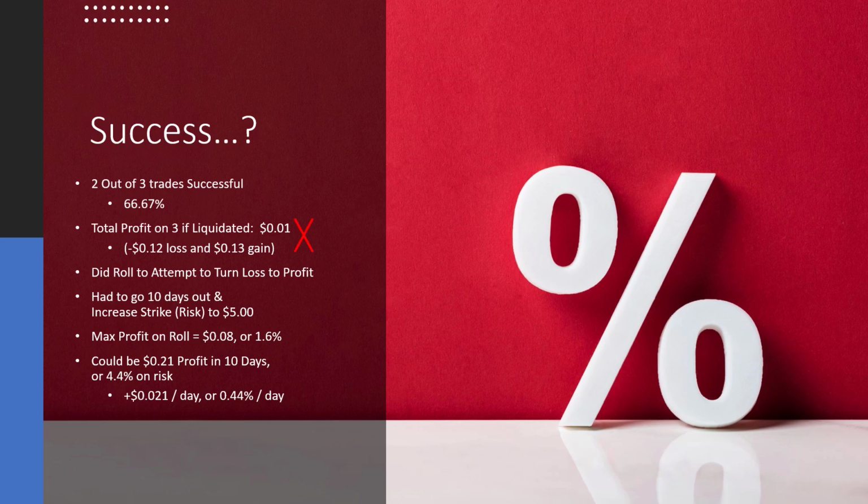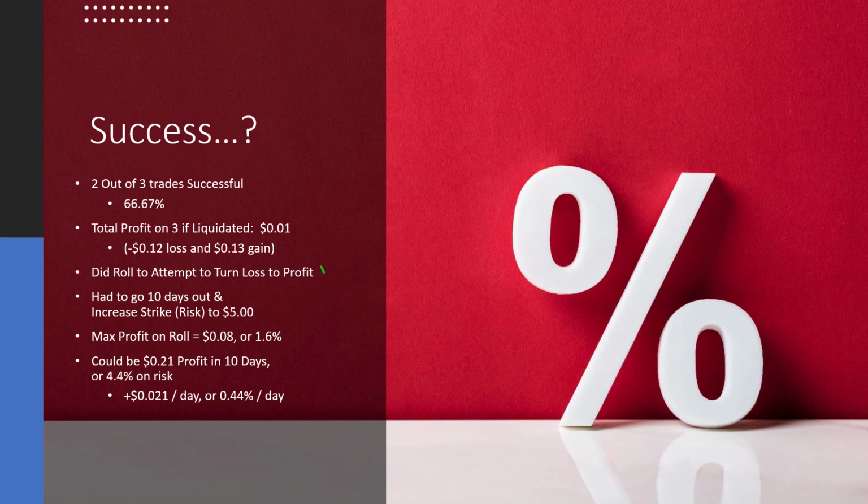The total profit, if we just liquidated the 3 and didn't mess around with rolling 10 days out in time, again, would have been just a 1 cent profit on 3 trades. A 12 cent loss on the Tuesday Iron Condor, and a 13-cent gain on the successful Wednesday and Friday Iron Condors.